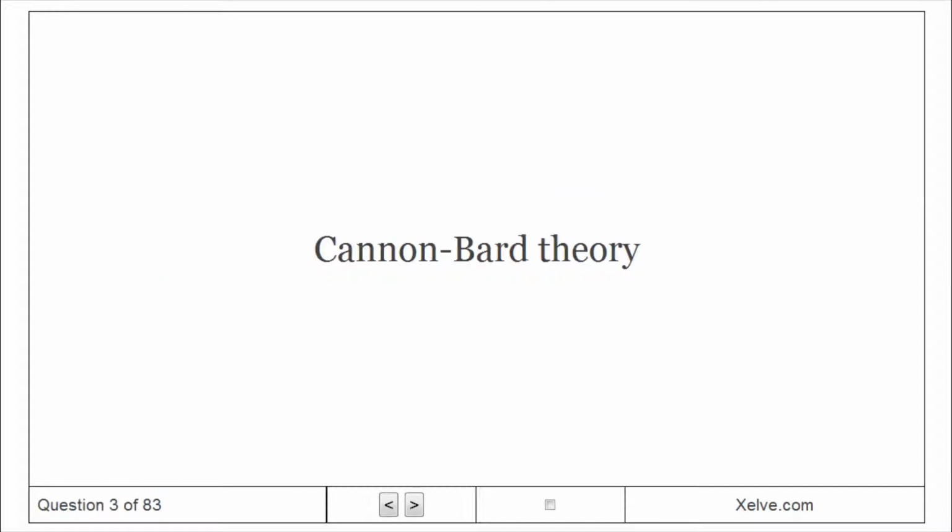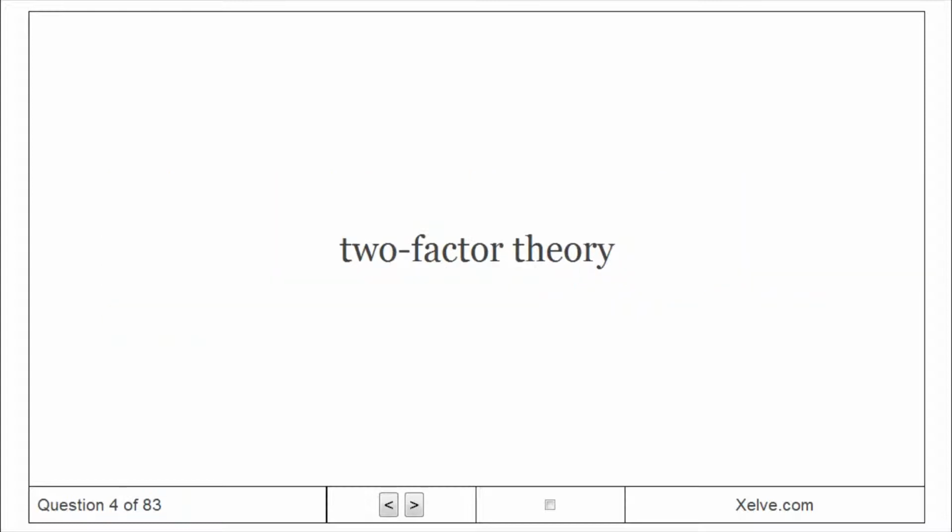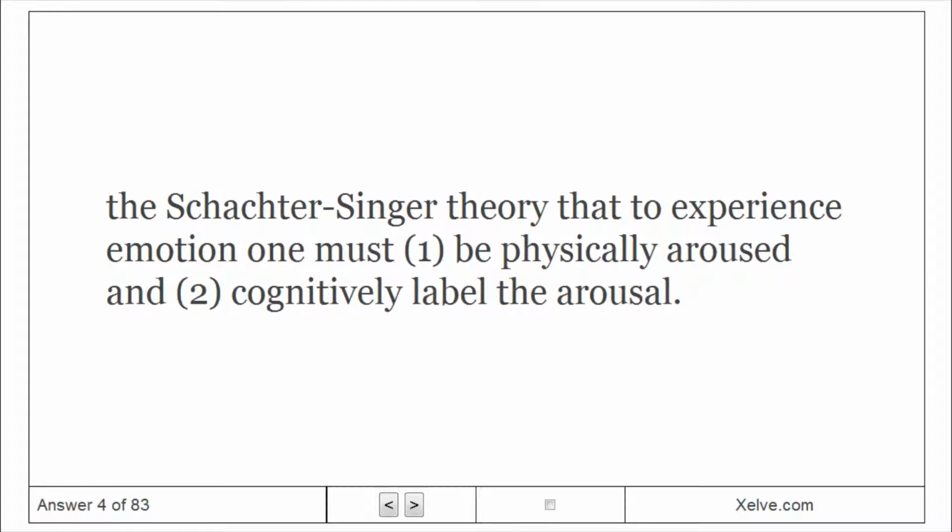Cannon-Bard theory. The theory that an emotion-arousing stimulus simultaneously triggers physiological responses and the subjective experience of emotion. Two-factor theory. The Schachter-Singer theory that to experience emotion one must be physically aroused and cognitively label the arousal.